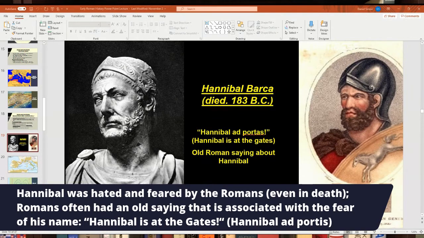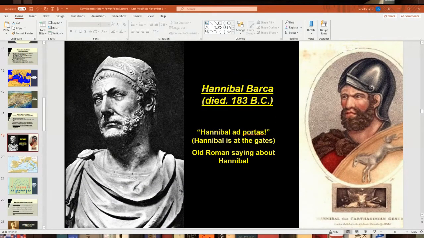And the Romans had a saying, Hannibal ad portas, which means in Latin, Hannibal's at the gates. Parents or nursemaids would usually tell children that if they were being bad or wouldn't go to bed. They would say, Hannibal's at the gates, I better run off and go to bed. That was to scare you into going to bed.